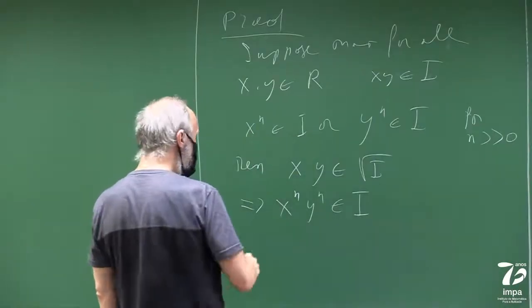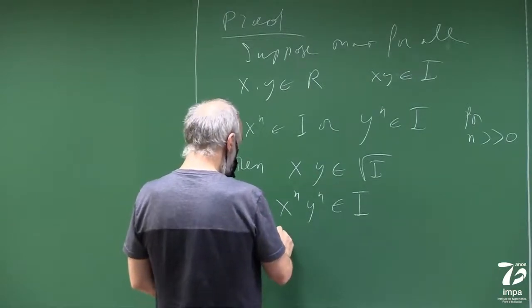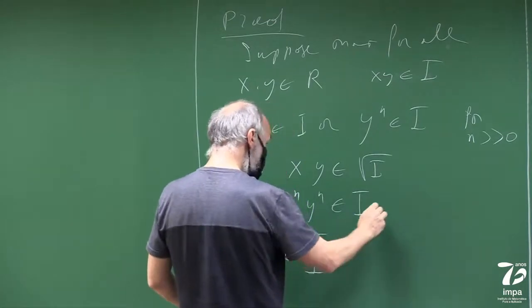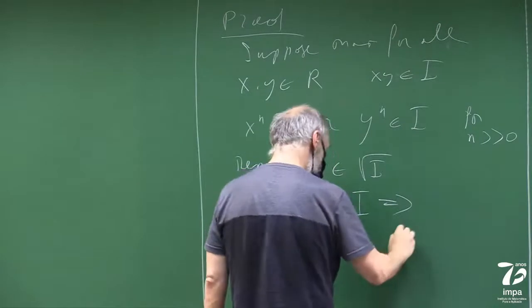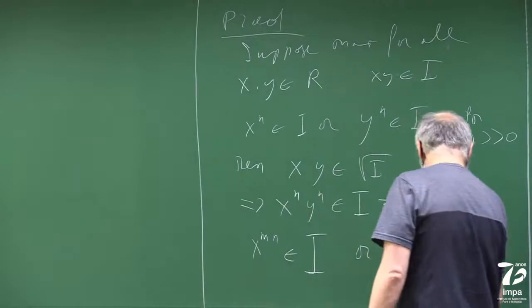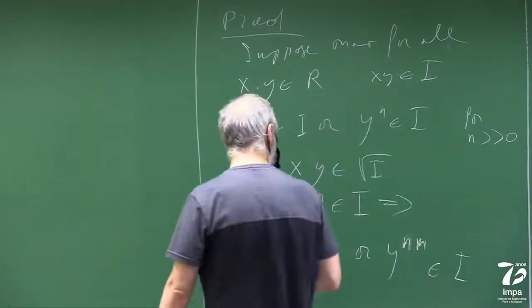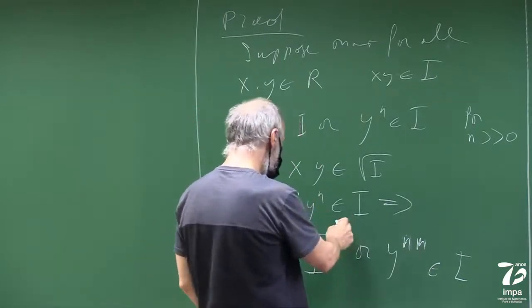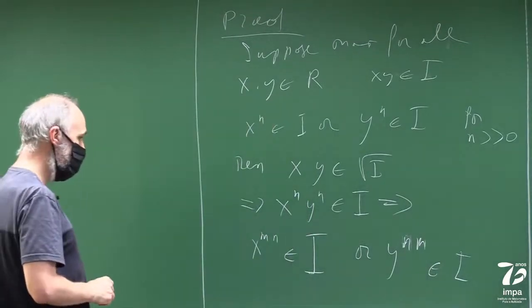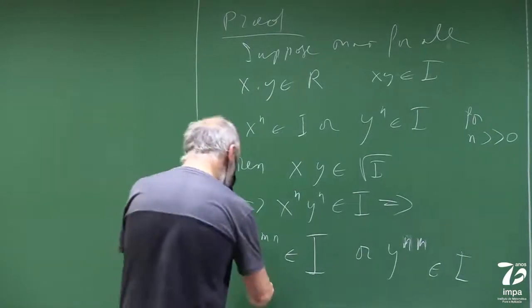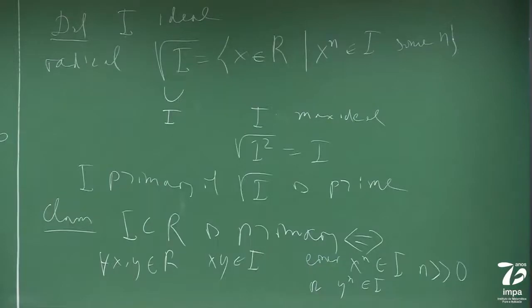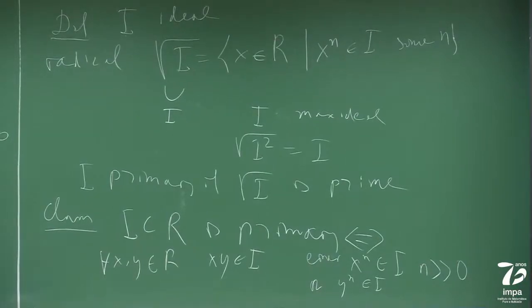And then we can apply this assumption and get that x to the power nm belongs to I, or y to the power nm belongs to I. Well, this is because it's a square root. And this implies that x or y belongs to the radical. So this is really a prime ideal because of that. So we increase our power a bit, but it doesn't matter because the assumption is that it holds for some very big power.